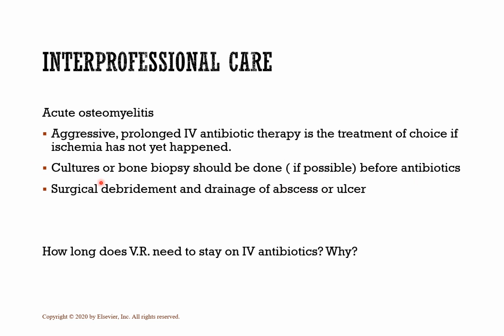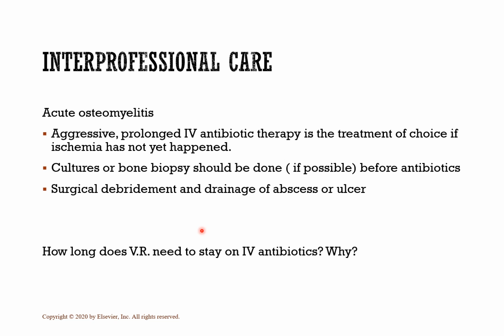It's helpful, right? Get the cultures and you know what the organism is, and then you can target that organism. Initially, maybe they can give a broad spectrum antibiotic if they're not sure, but you always want to get the cultures first before you give your antibiotics. And like we said, surgical debridement and drainage of abscess if needed, right? So if ischemia has already happened, then we're going to have to do the surgical debridement first, and then we can go ahead and give our antibiotics, just because otherwise our antibiotics won't get where they need to be.